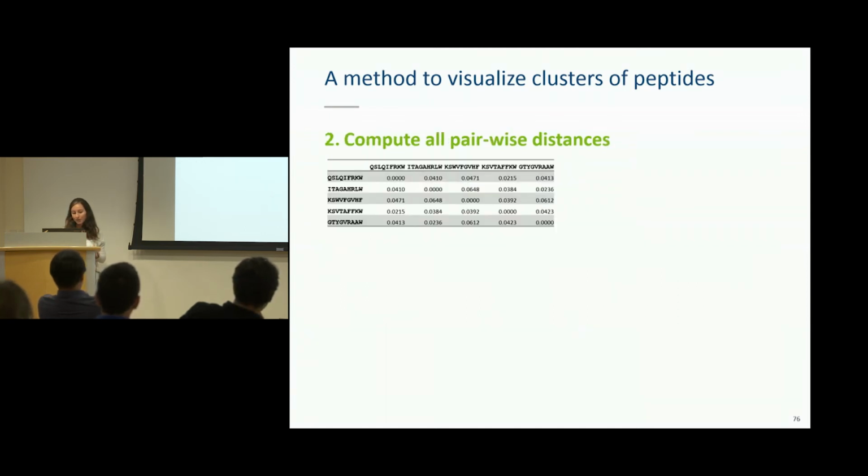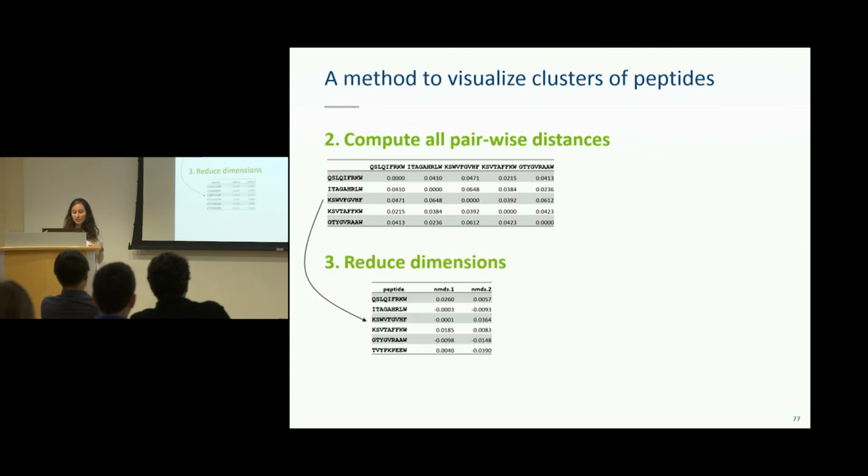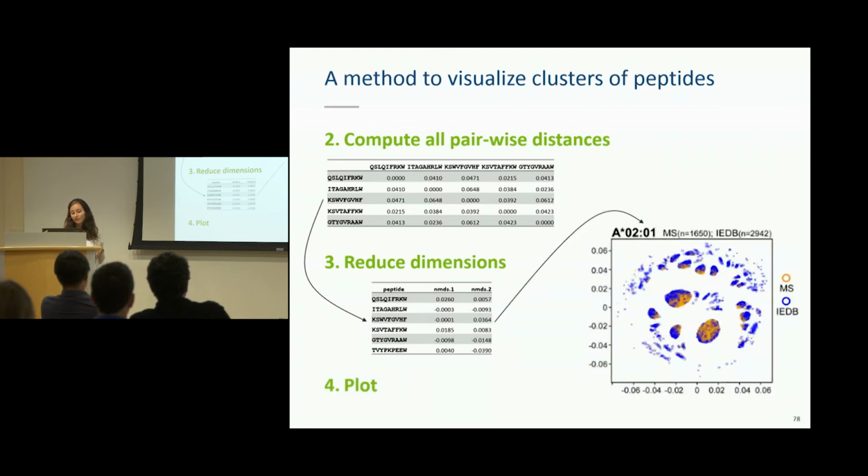Okay, so then we went ahead and we computed a big pairwise distance matrix for all the peptides that were found in our data set. And then we append to that the peptides that are found in IDB. So this is just a small snippet of the matrix. In order to eventually visualize that, we had to reduce the dimension, and we used non-metric dimensional scaling here. And then finally, we can use our 2D representation to plot.